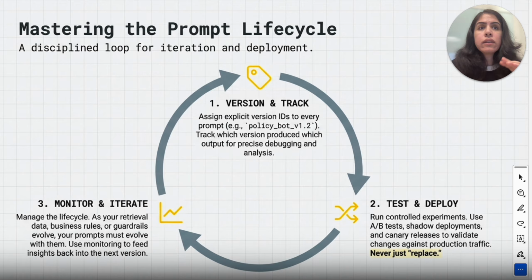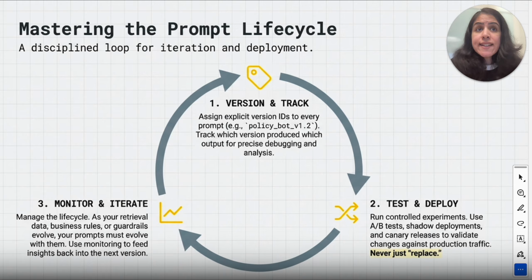Second, run controlled experiments. Small edits cause big behavioral shifts. You can use A/B tests, you can use shadow tests, you can have canary deployments. Never just replace prompts in production. Third is to manage the life cycle. Update the prompts as retrieval, memory, or guardrails evolve. Iterate, revert, and ship improvements with confidence.